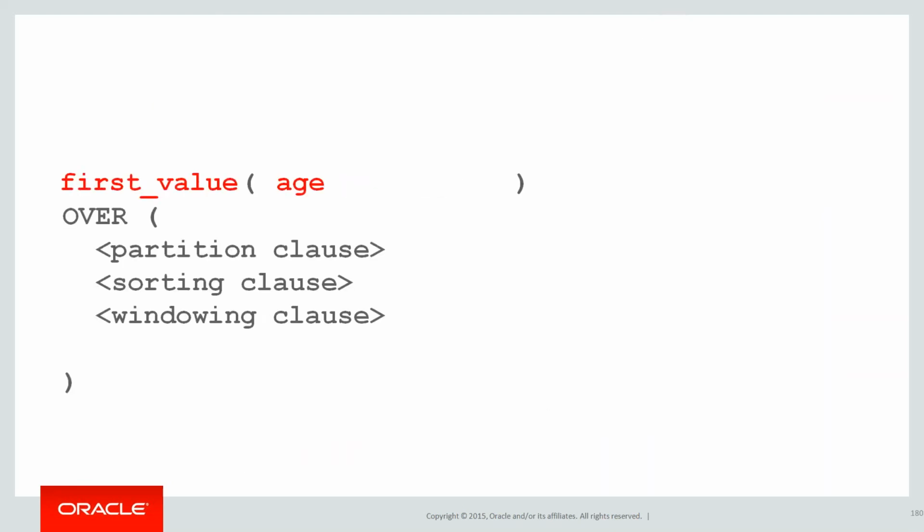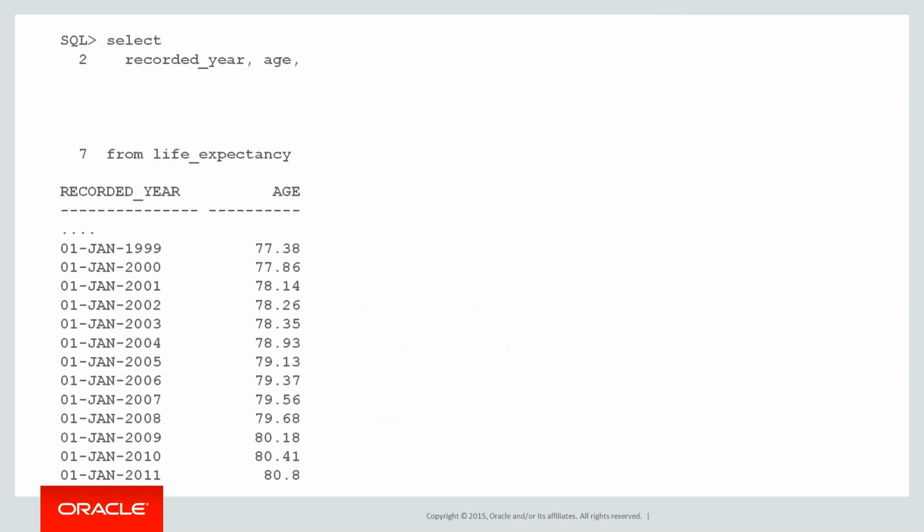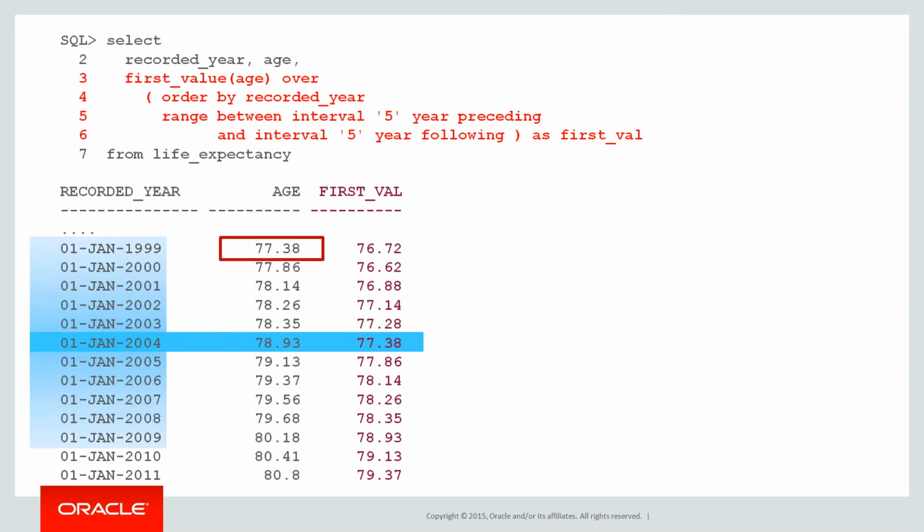So building up our function, we're doing first value of age, no partitioning clause, ordering it by the year, and we're seeing 5 years preceding, 5 years following. Let's plug it into our SQL and see what we get. There's our results. What does that actually mean? Let's pick a random row. 2004, right? The first value is that a window is 5 years either side. So there's our window. We pick the value from the start of the window. That's what first value says, and that becomes our first value.